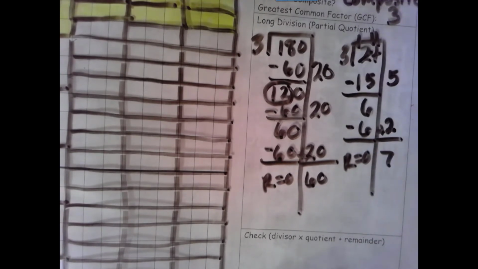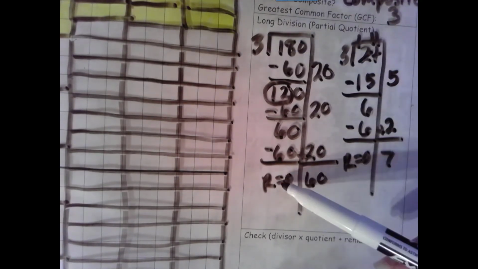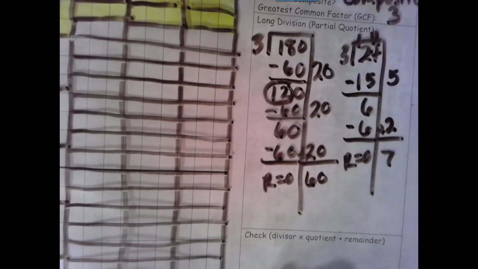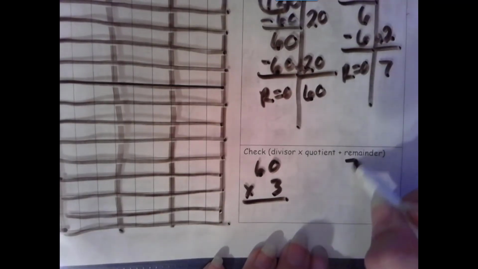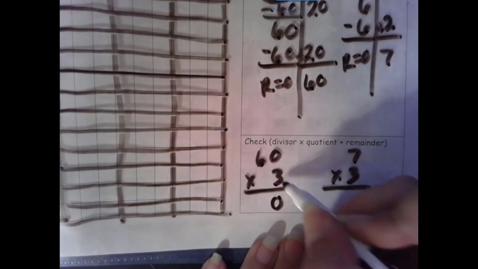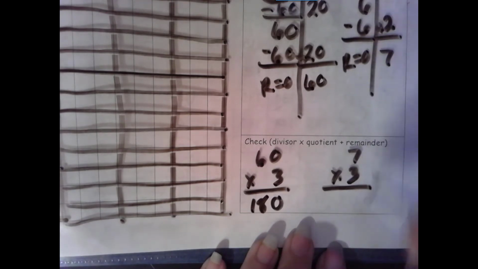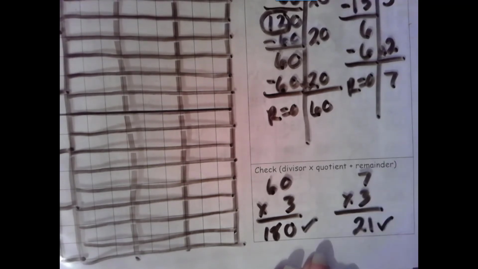Now we need to check. To check, we do the divisor times the quotient plus remainder. Since our remainder for both is 0, and the identity property of addition says when you add 0 it stays the same, I don't need to worry about adding the 0. 3 times 60 is 180. 3 times 7 is 21. 180 matches my dividend up here. 21 matches my dividend up here. So they both check. They have to actually do the multiplying to check, not just write it down.